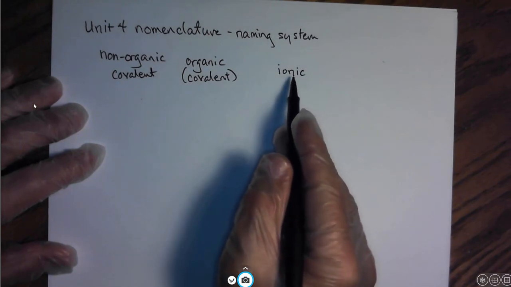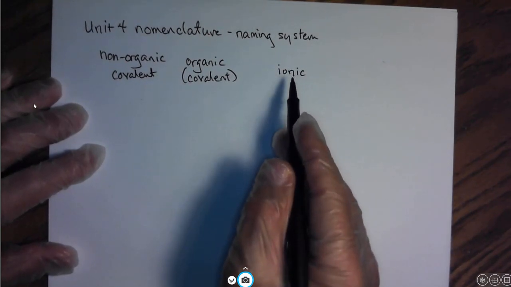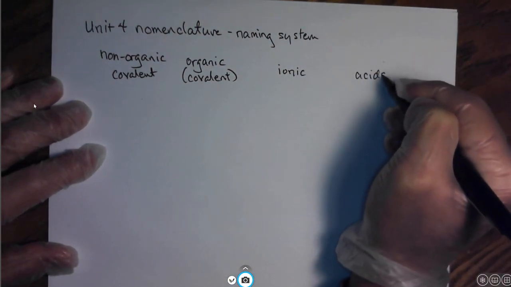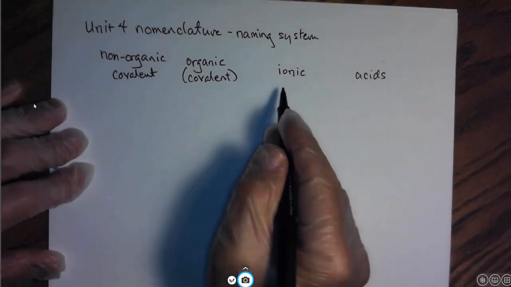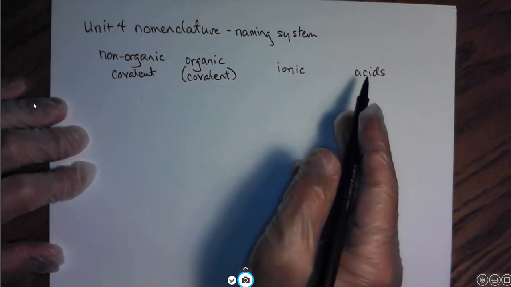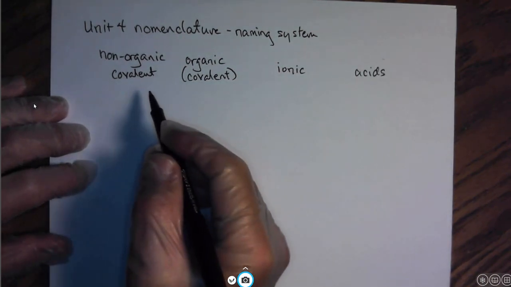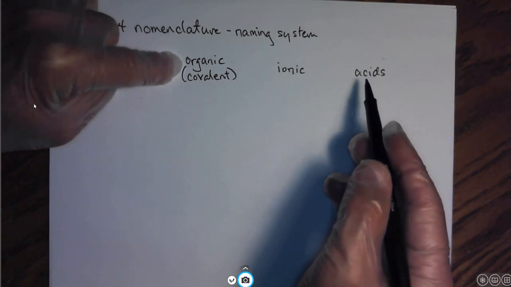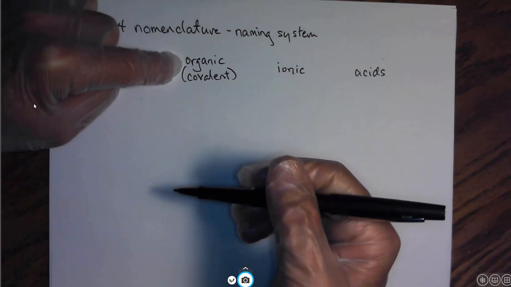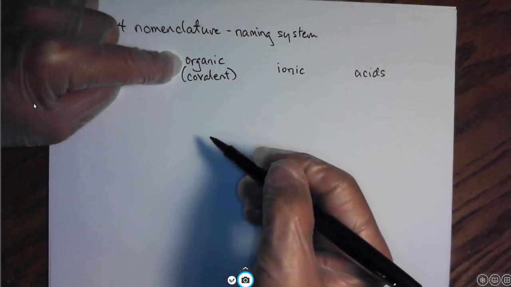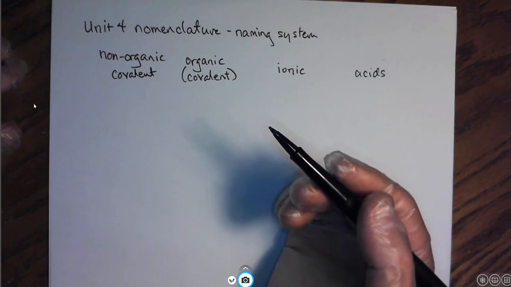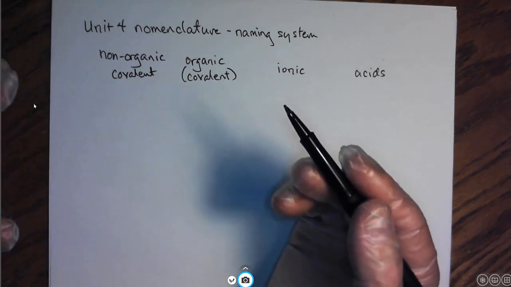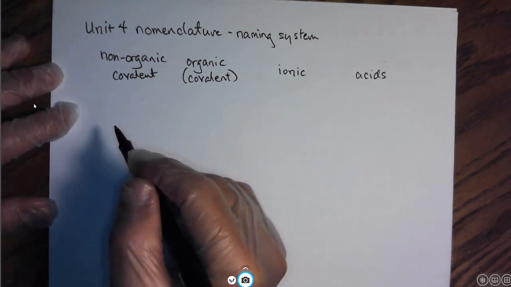We have to be able to name the ionic compounds first, because the acid names, the non-organic acids anyway, we have to first name them like ionic compounds and then change the name to acid names. There is a category of acids called organic acids, but we won't be dealing with those in here. We'll deal with some really simple organic compounds, not the more complex things like organic acids and organic bases. So we'll begin with this non-organic covalent group.